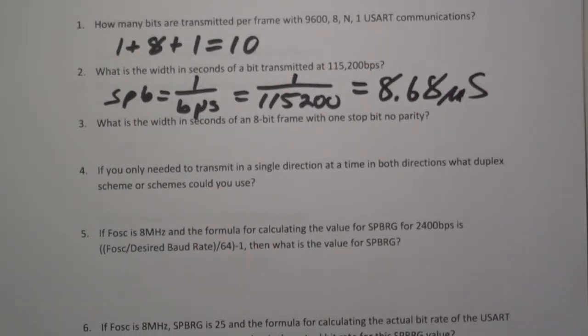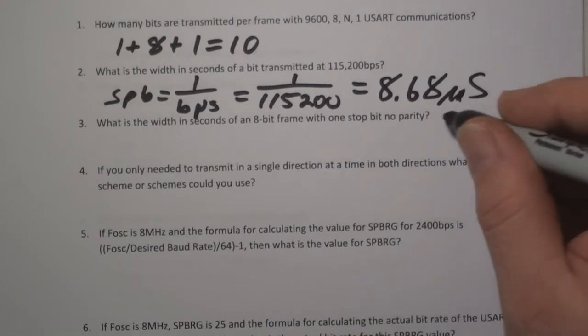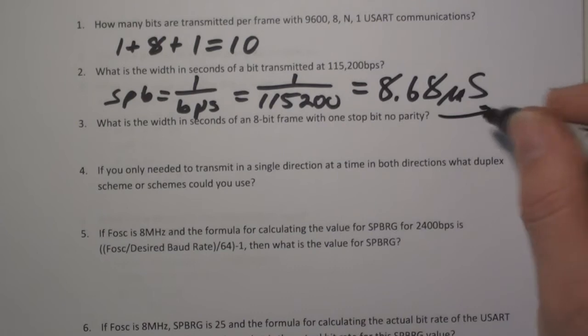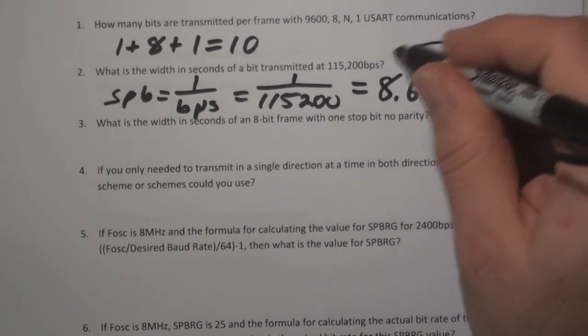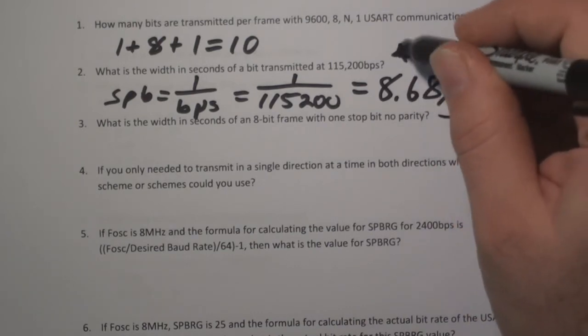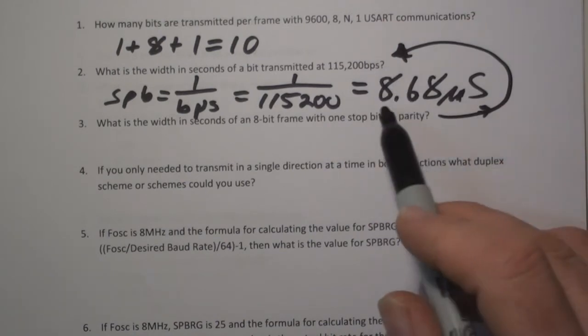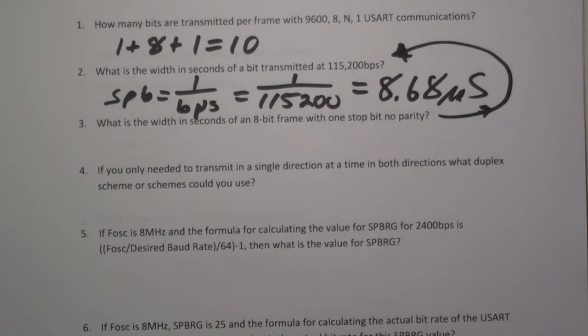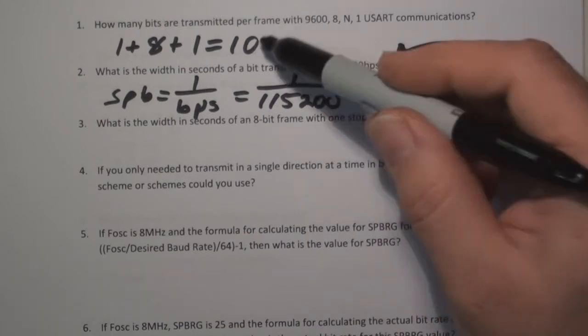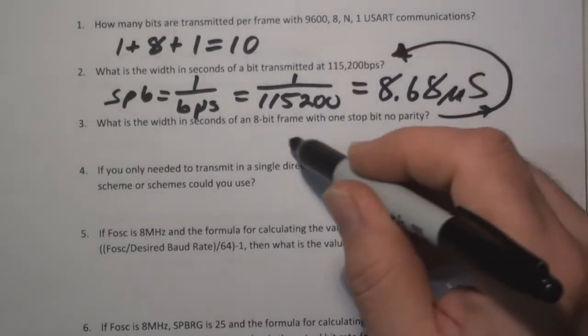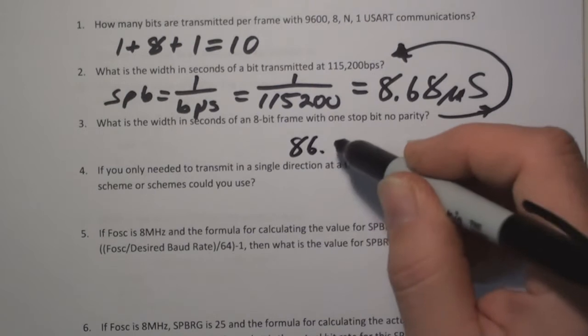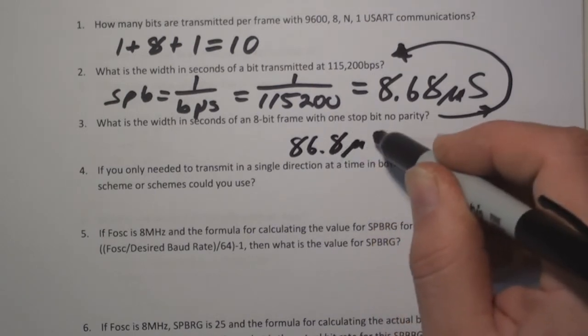What is the width in seconds of an 8-bit frame with one stop bit, no parity? So we'll just use the bit rate from above, but I should have used that in the problem. From this bit rate, we already know the time for a single bit. It's 8.68 microseconds. So the entire frame would be 10 times that, because there's 10 bits. So it's 10 times 8.68, which is 86.8 microseconds.